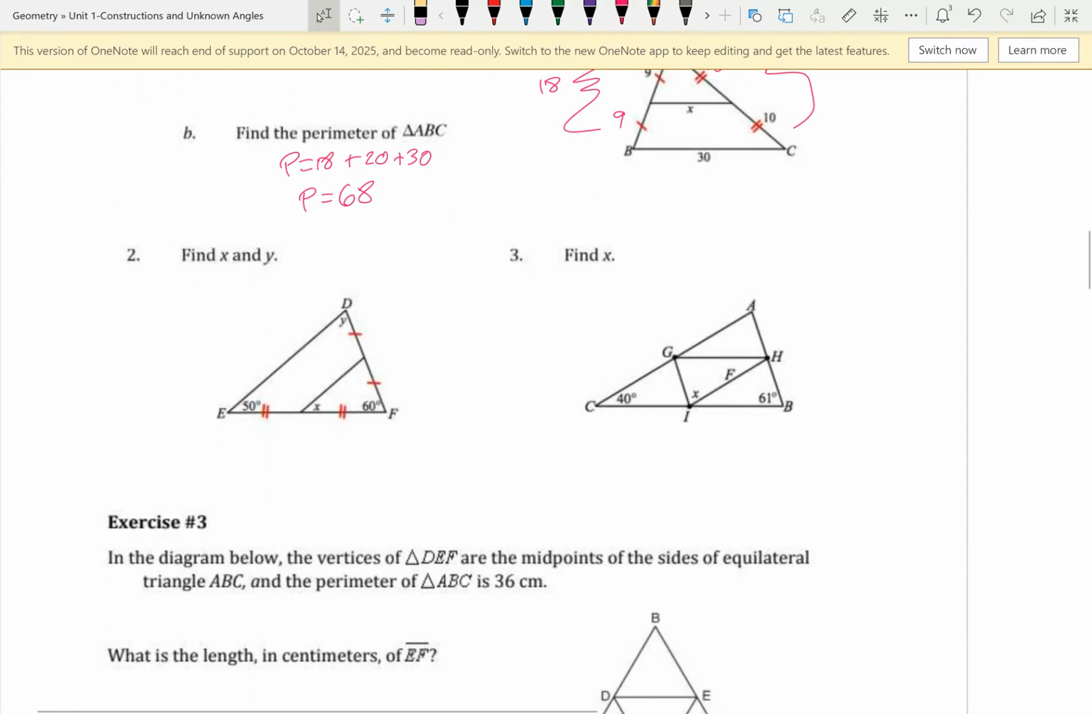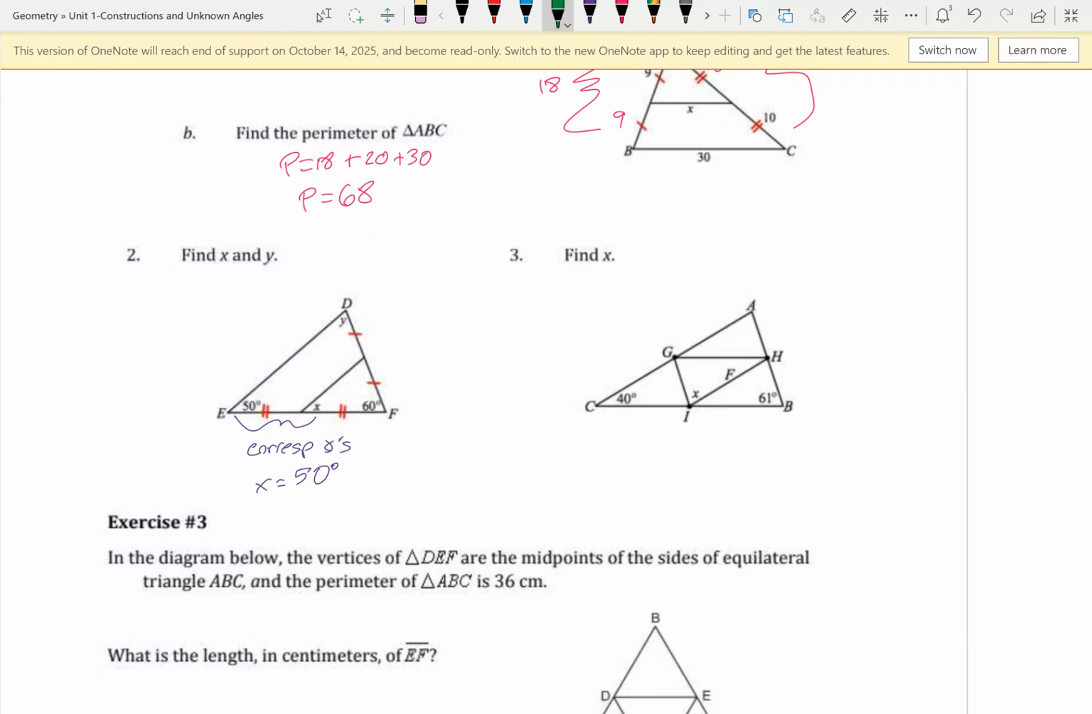Now I'm going to start to find some angles here. So if I look at angle X, right down here with the 50, those are corresponding angles, which means they are equal. So right away, I can get that X is 50 degrees.